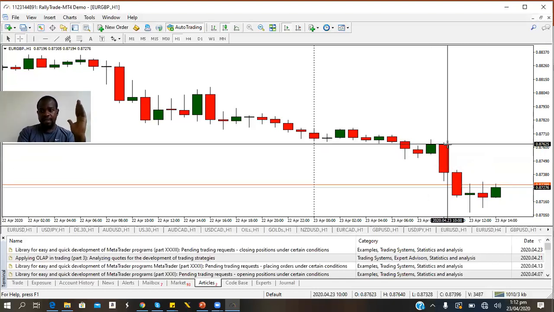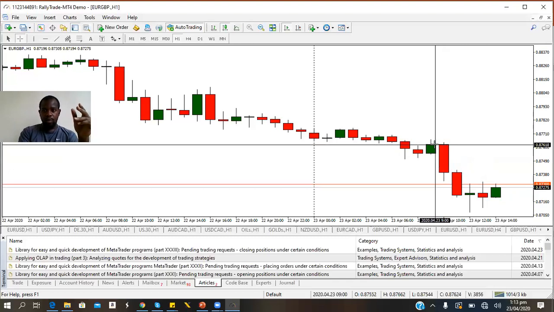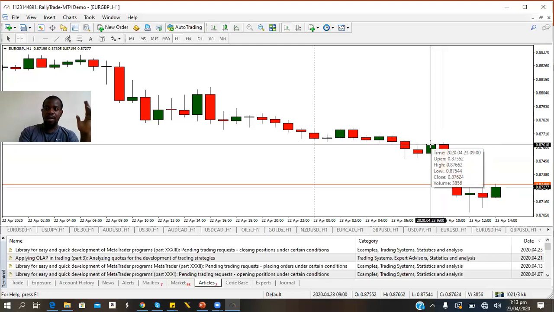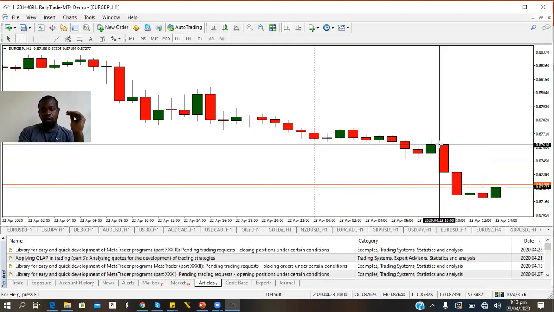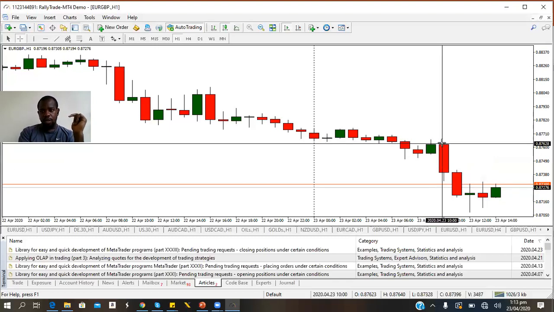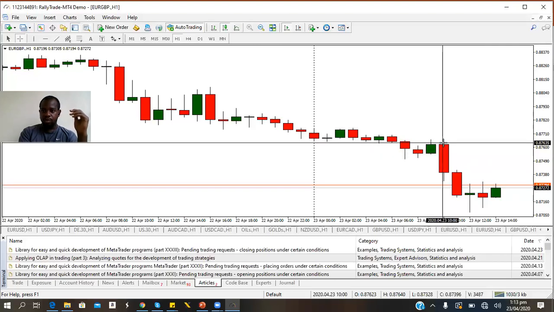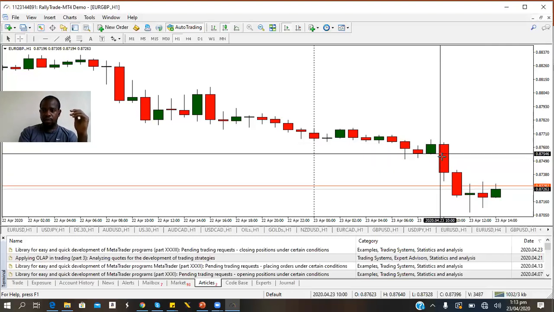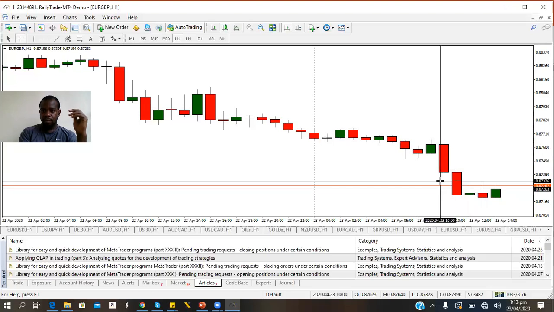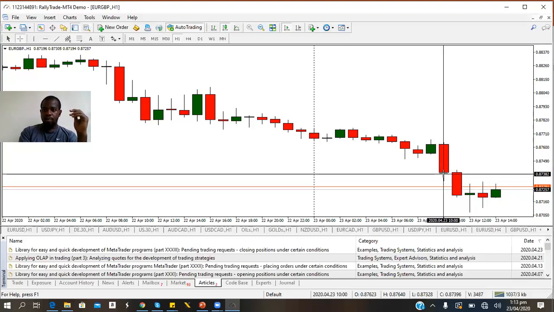And then what happens? The next candle opened. And really it opened here. This is where the candle opened, 0.87618. Usually where the last candle closes, the next candle opens. So this candle opens here, and what does it do? It goes up to this point, then went down all the way here, and then came up, and then it closed here.